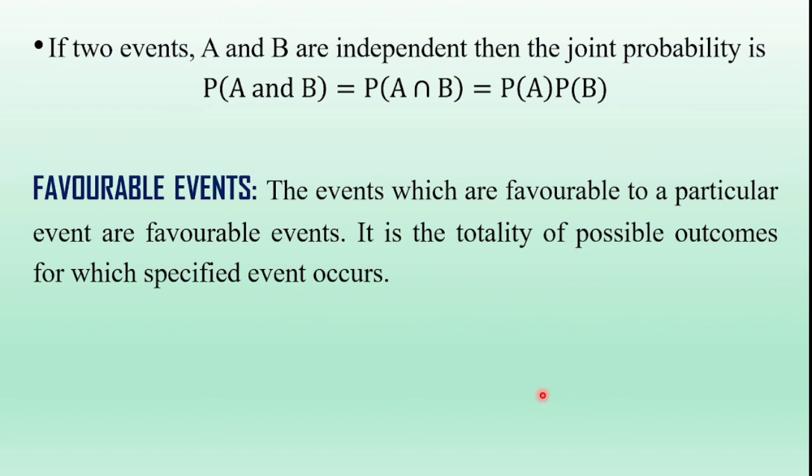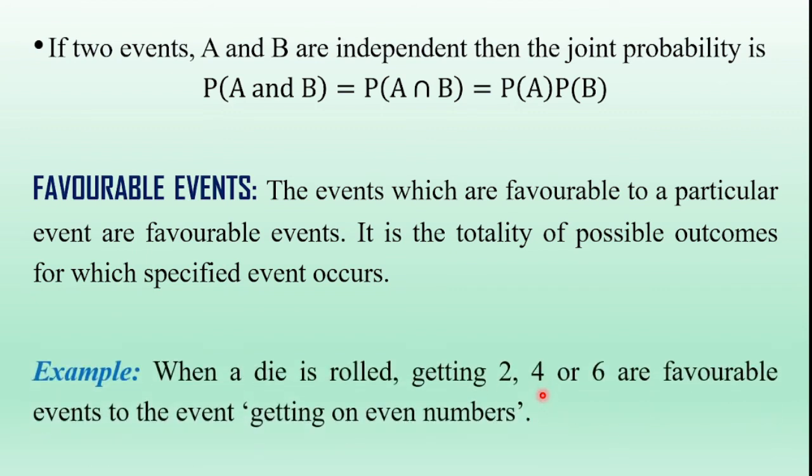And the next event is favorable event. The events which are favorable to a particular event are favorable events. It is the totality of possible outcomes for which the specified event occurs. And the example is when a die is rolled, getting even numbers. And what are the even numbers on a die? 2, 4, 6 are favorable events to the event of getting an even number.